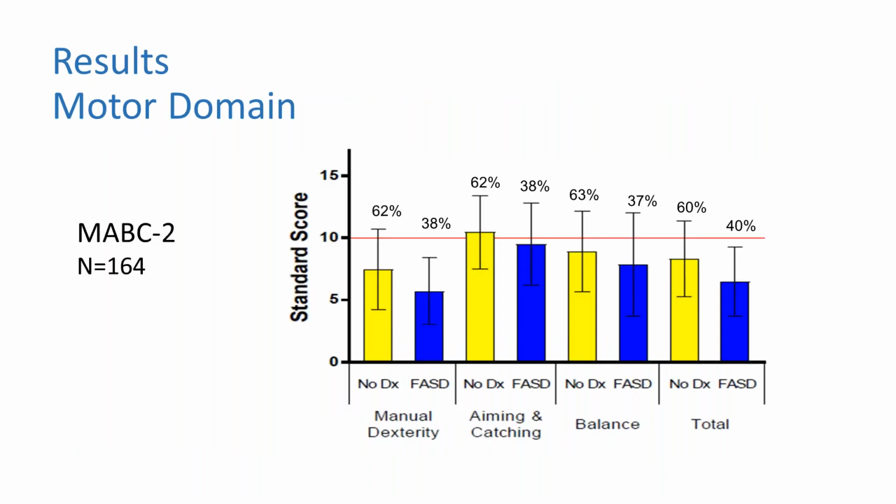So, a new N of 164 for the MABC-2. It's similar in that their manual dexterity is something that they frequently have difficulty with. Their aiming and catching is often a relative strength for them in this test, and the balance tends to be quite variable. Some kids have difficulties with it and some of them have strengths. But if you look at the total test score, again, both groups are below the average, with the exception that the confidence interval is a little bit larger in the non-diagnosed group.